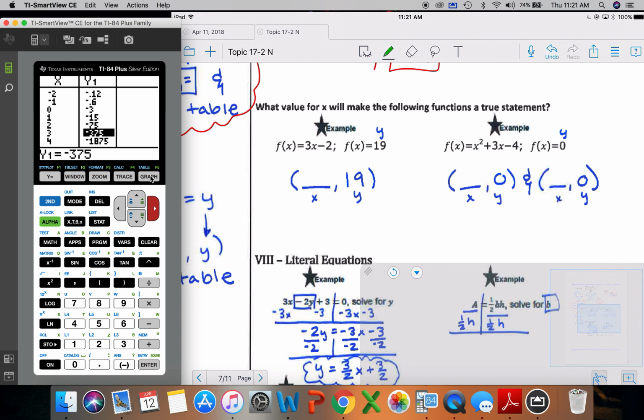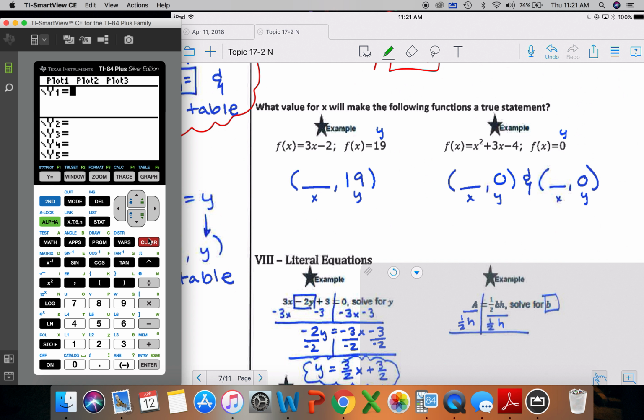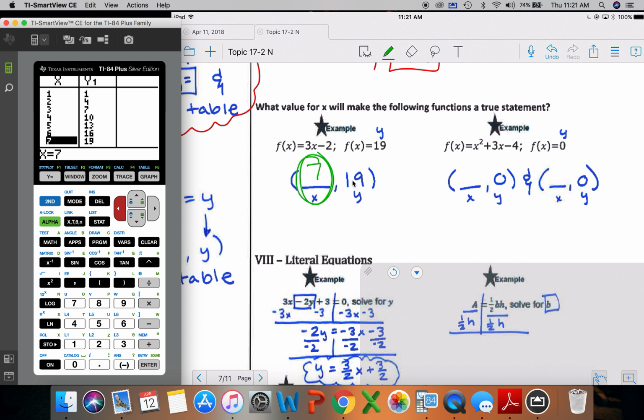Now, in this middle section, they ask what value of x would make the following functions true. If they're asking you for x, it means they're not giving you x, meaning they're giving you your y value. So we're going to follow some of the same steps. I'm going to put my function exactly like I see it into y equals, so I'm looking at 3x minus 2. I'm going to click second graph to go to my table, but this time I'm looking for a y value, so I look on this side. When y is 19, x is 7. So I'm following the same steps, I'm just looking in a slightly different place.